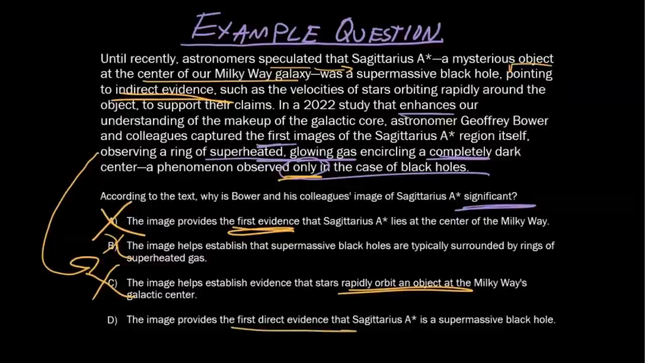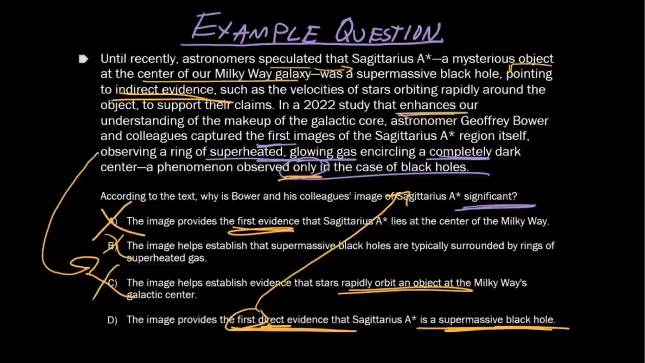Now, the image provides the first direct evidence. This is significant. Again, we're tying back, we're correlating our question, text, and answer here. All right, the first direct evidence that Sagittarius A is a supermassive black hole. This is true, okay? We are enhancing our understanding of the makeup, but we are capturing the first images of the Sagittarius A region and proving that it has to be a black hole, because this phenomenon is only observed in the case of black holes, making our answer D.